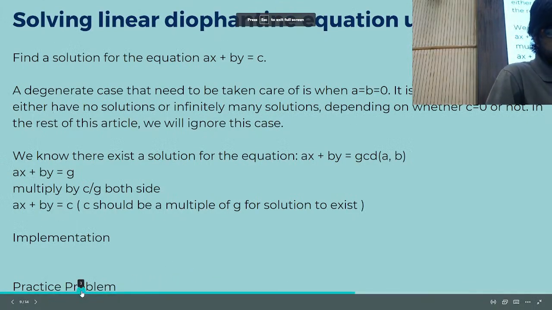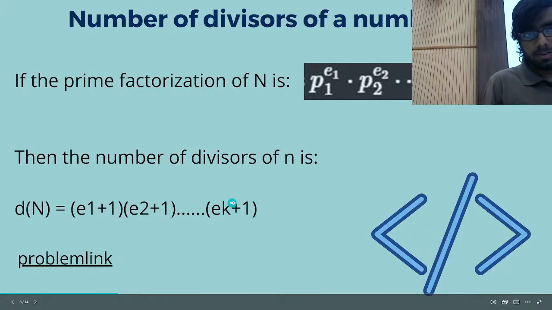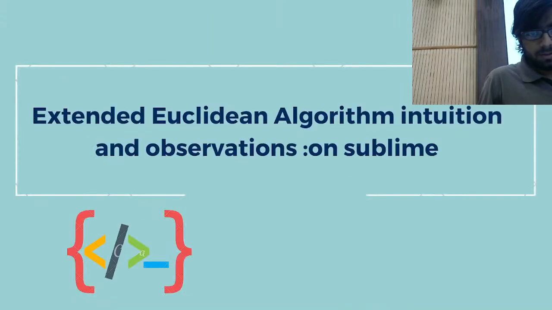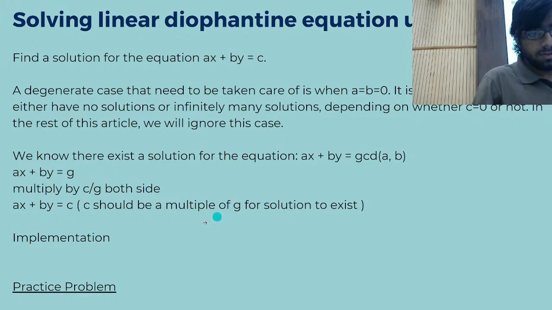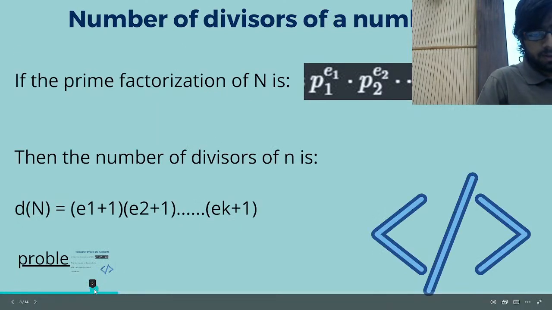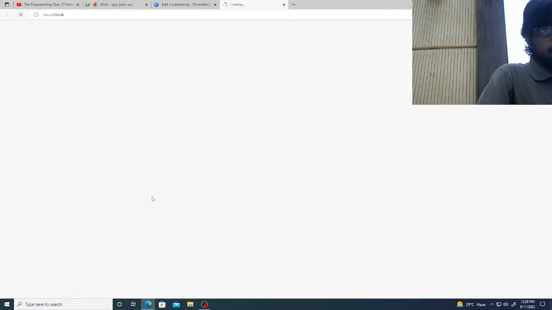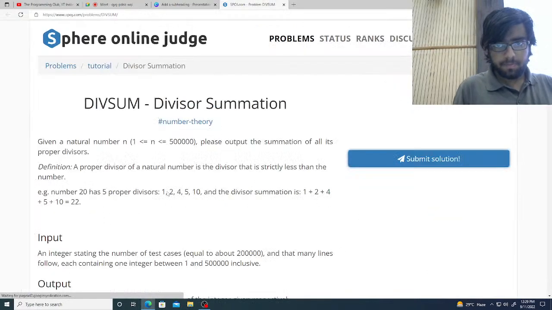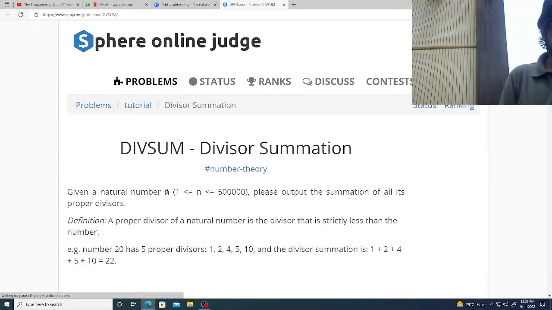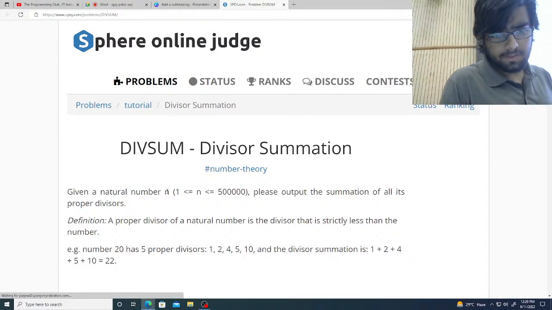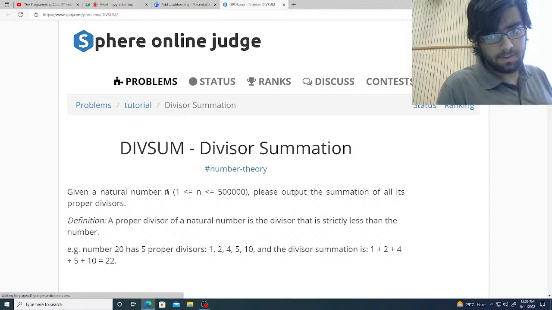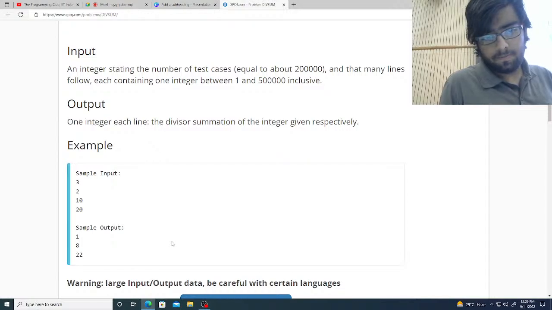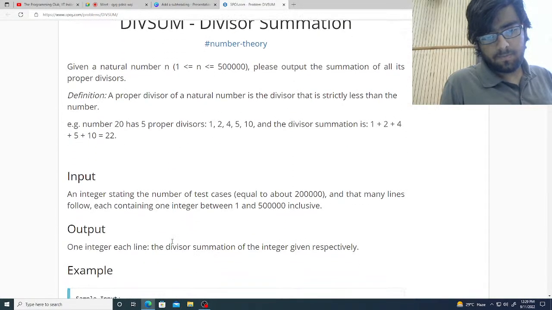So here is a practice problem. So try this problem. What is the question? Given a natural number, please output the summation of all of its proper divisors.